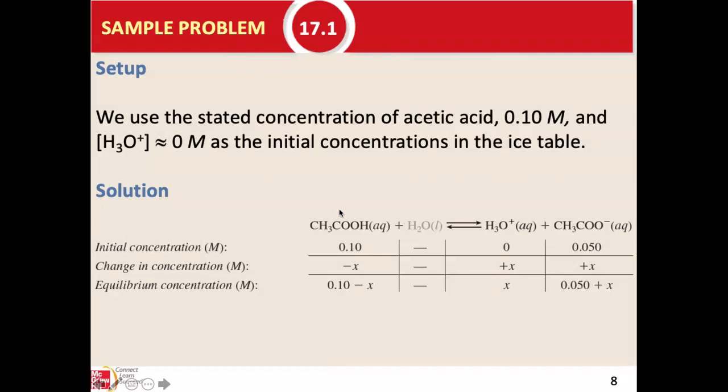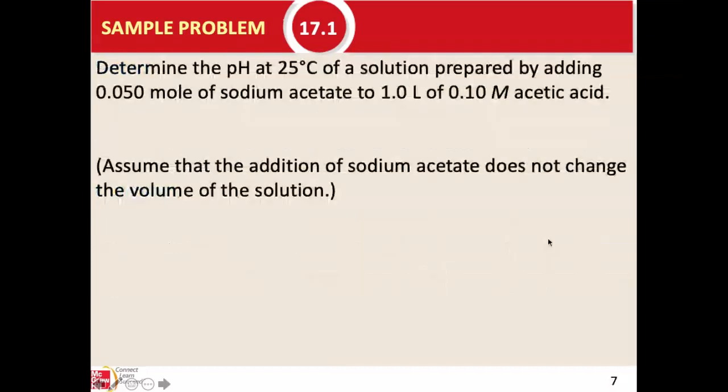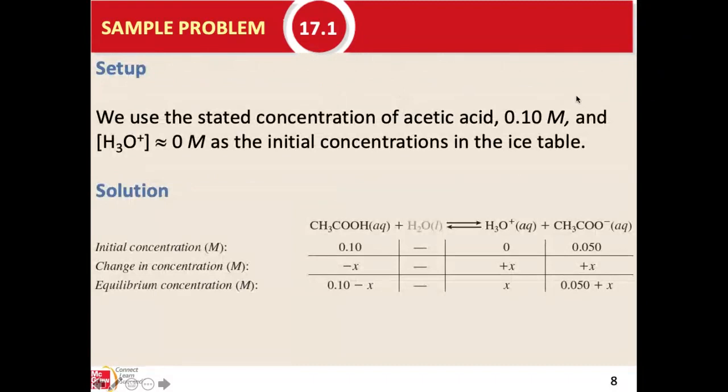So first, we have to start with the acetic acid. We'll have to do the ICE table for the acetic acid. We'll say initially the concentration of acetic acid is 0.1. The concentration of hydronium ion is 0, but the concentration of this ion is not 0. It is 0 from the acid, but don't forget, we're adding the salt, 0.05 mole of sodium acetate. It has 0.05 mole of acetate.